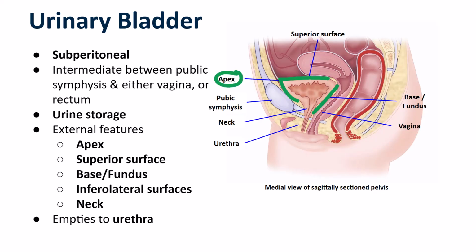And it's in the base or the fundus where we have the ureters entering, and the intramural parts of the ureters. Finally, along the inferior portion, we have the neck of the urinary bladder, and that is in the vicinity of where the urethra begins. The urethra is the passageway through which urine is conducted from the urinary bladder and voided to the outside world.